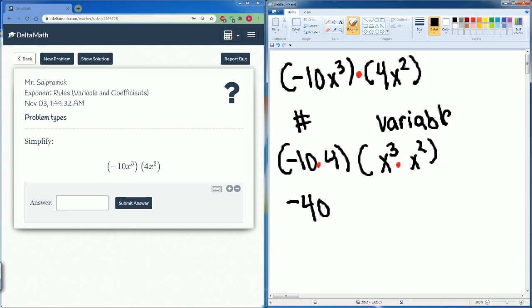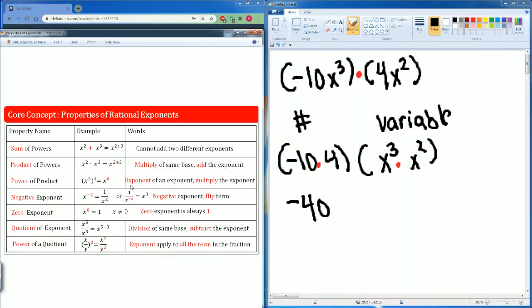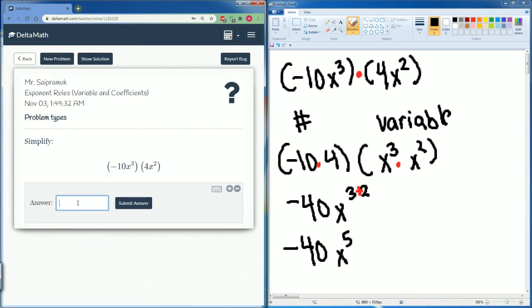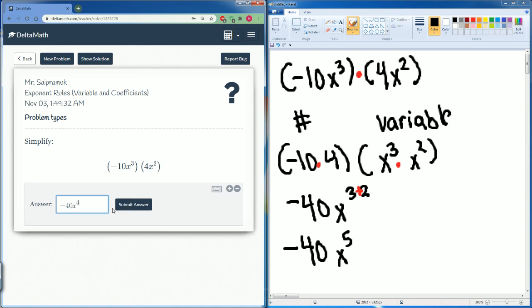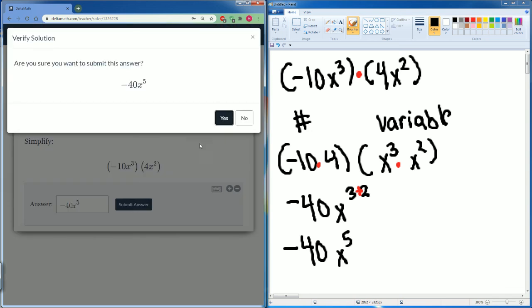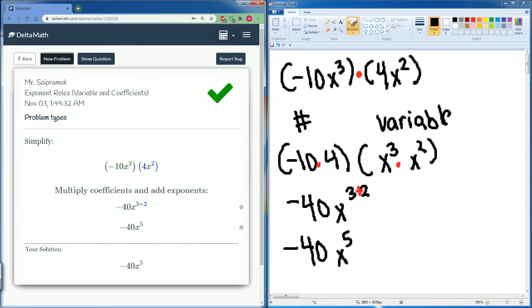And here we see that it is a product of powers. They have the same base. Now you're going to add the exponents. So it's x, you add the exponents. So 3 plus 2. The final answer is negative 40x to the fifth power. Negative 40x to the fifth power. And there you go. So that is your exponent rule, variables, and coefficient.